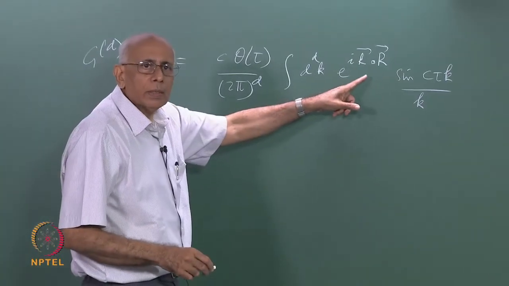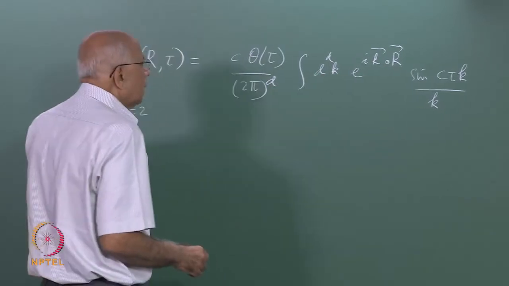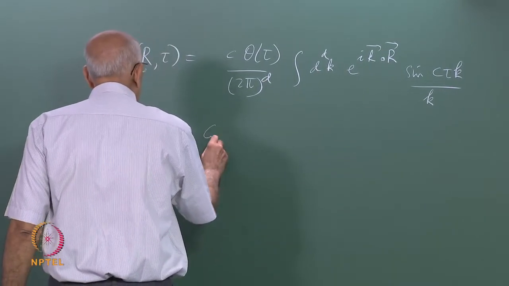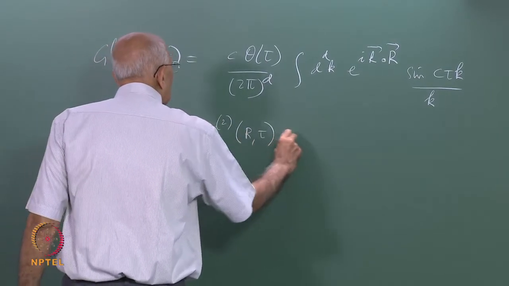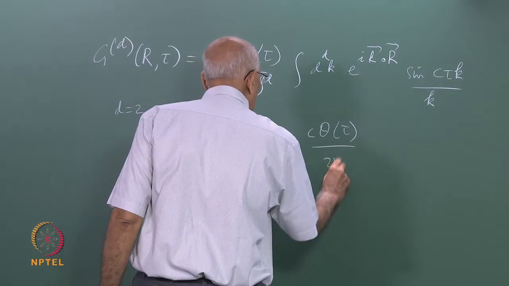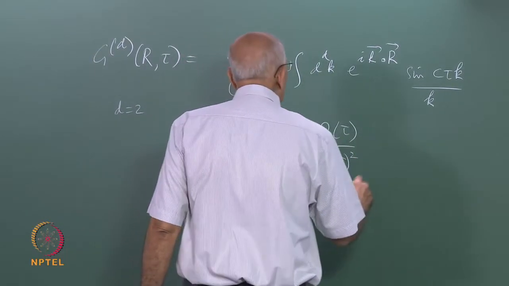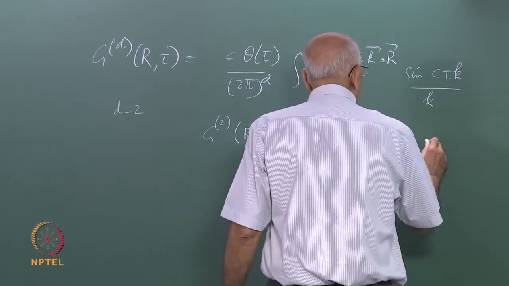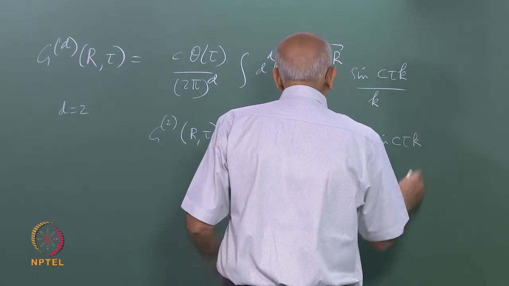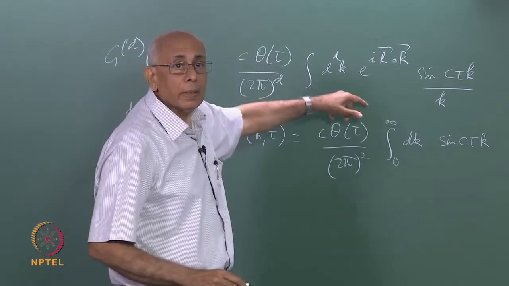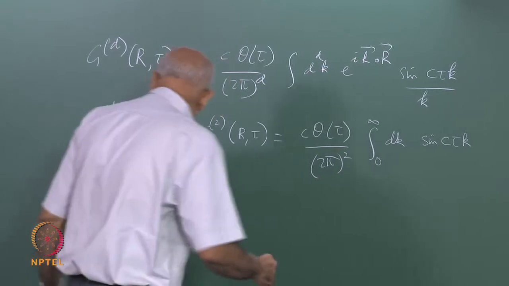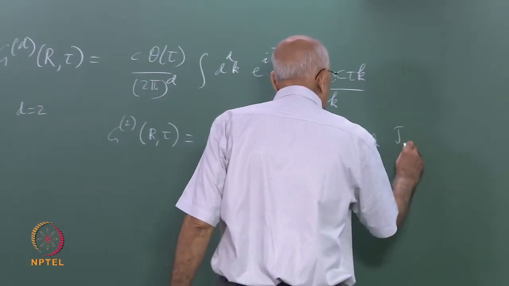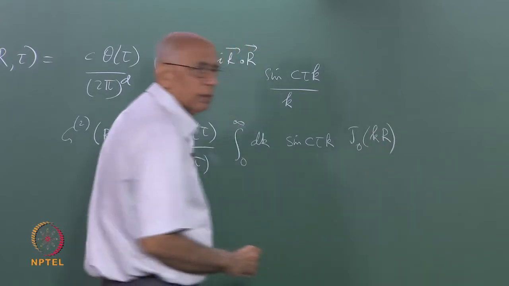We chose plane polar coordinates with the x axis along the direction of the vector r, and then this becomes k dk, so that gets killed, and then we have G_2 of r and tau equal to c theta of tau divided by 2 pi, the whole squared, and then 0 to infinity dk, because the other k gets killed, sin(c tau k), and then we have an integral 0 to 2 pi e to the i k r cos phi, which was a J0 of kr apart from a factor 2 pi, so that goes away, and then you have this J0 of kr in this fashion.